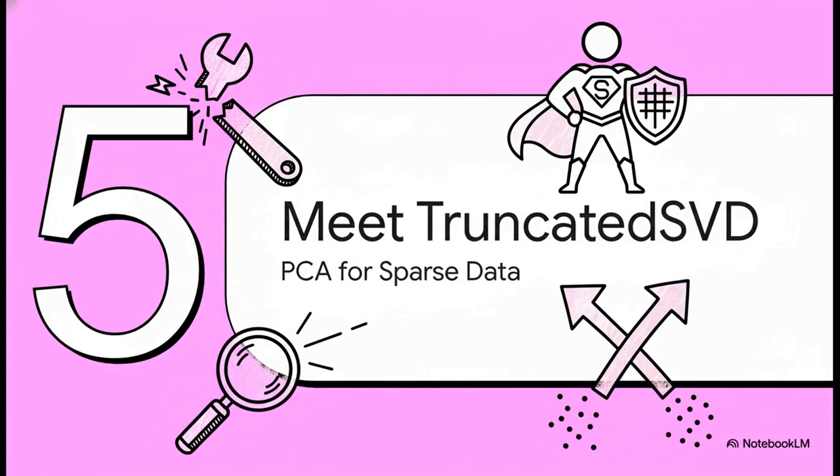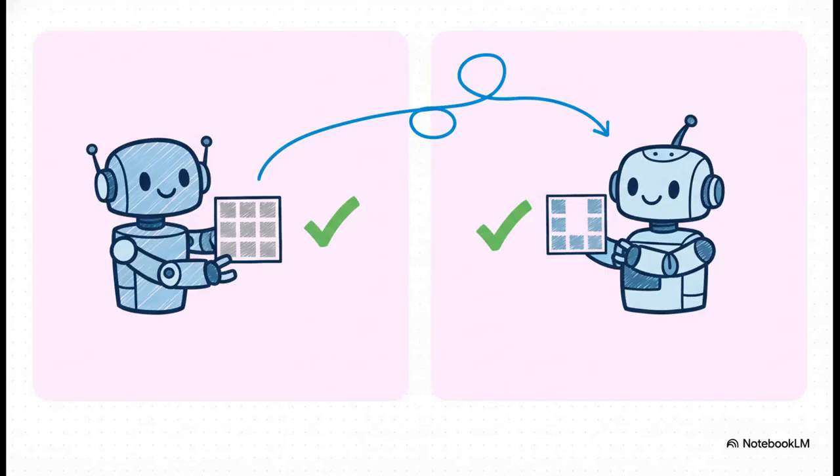So what do you do when your favorite tool can't handle the job? Well, you call in a specialist, and in this case, it's time to meet TruncatedSVD. The best way to think about TruncatedSVD is as PCA's cousin, one that's specifically built for sparse data. So while PCA wants those normal, dense arrays, TruncatedSVD is designed to work directly with our CSR matrices. But here's the really fantastic part. They have the exact same goal, dimension reduction, and the way you use them is almost identical.